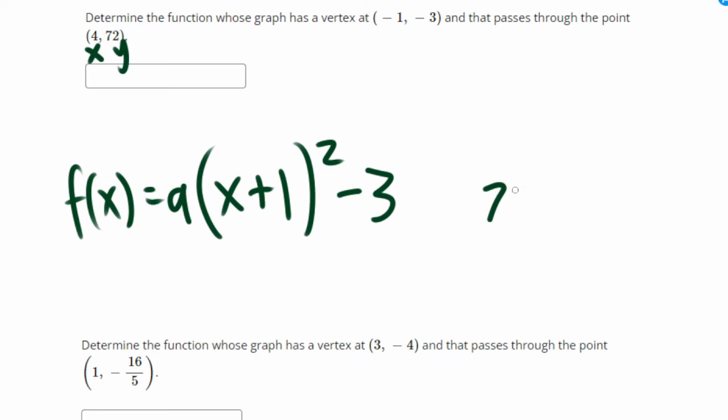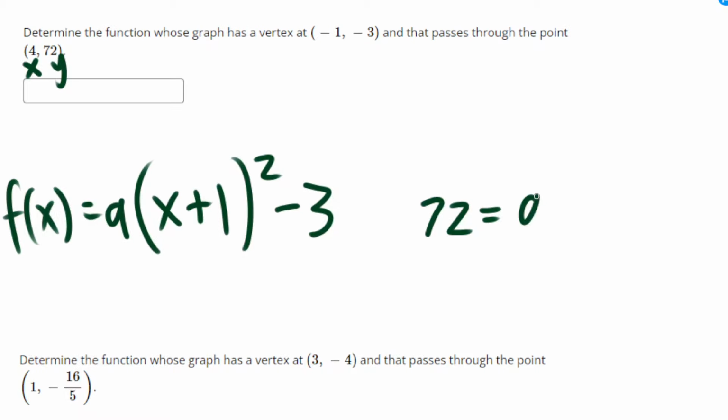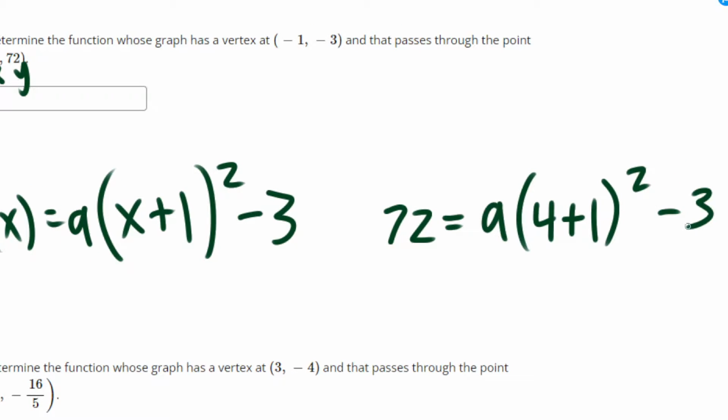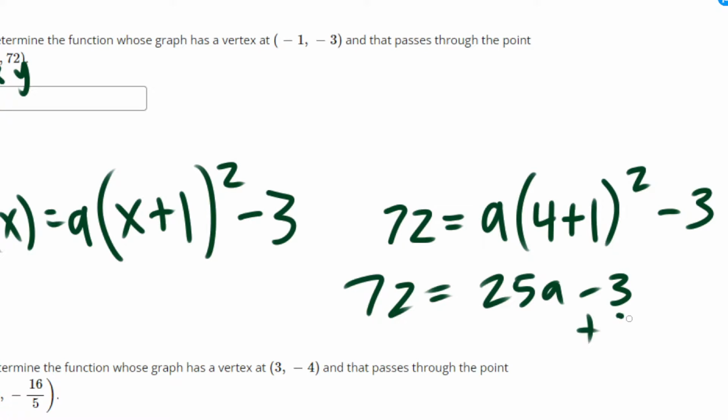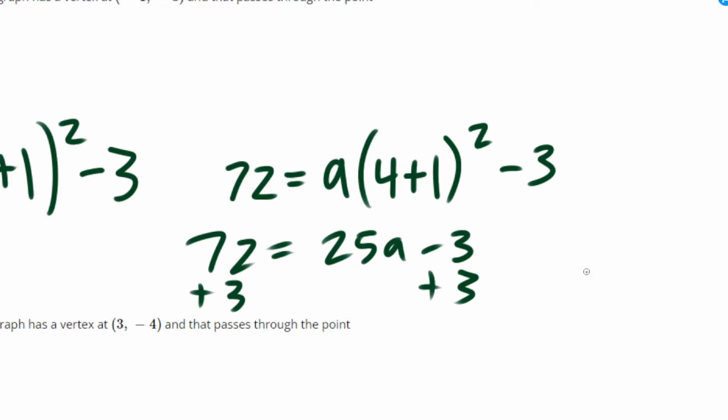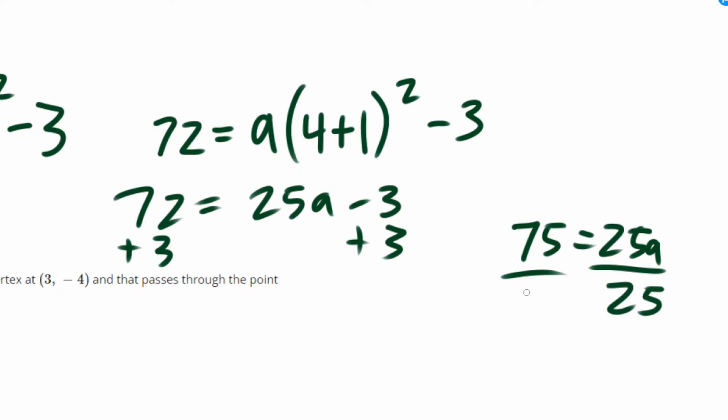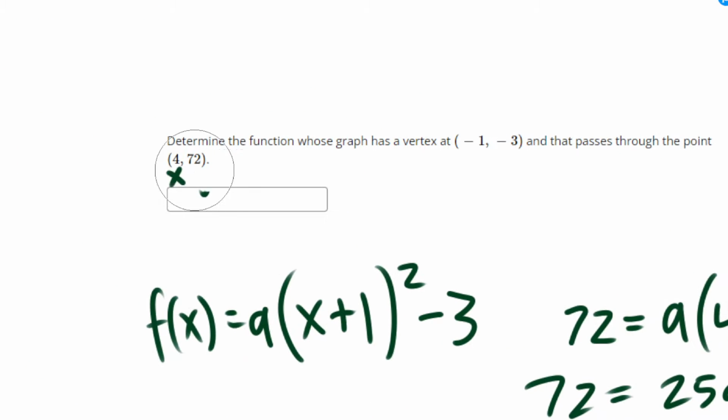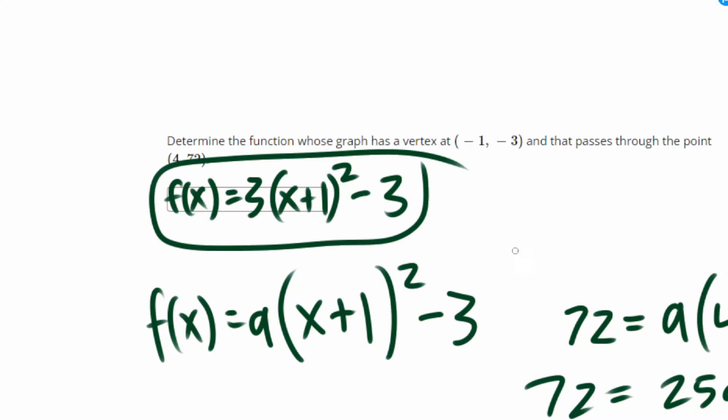So we can do 72 is equal to a times 4 plus 1 squared minus 3. This will turn into 25a minus 3 equals 72. We're going to add 3 to both sides, and that will give us 75 equals 25a. Divide both sides by 25 to get a alone, and you'll get 3. A equals positive 3, and that is going to be our stretch factor. So we can rewrite our equation as f of x is equal to 3 times x plus 1 squared minus 3. And that would be your answer.